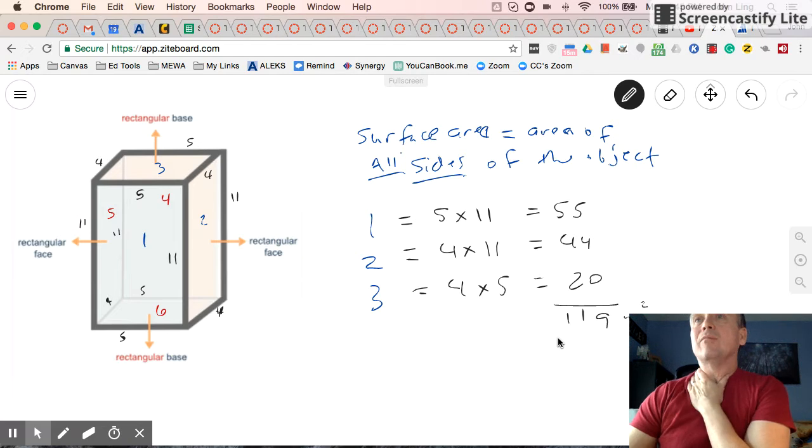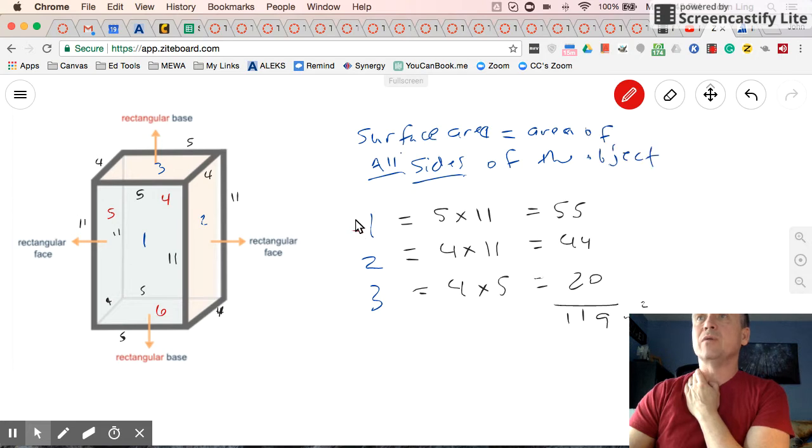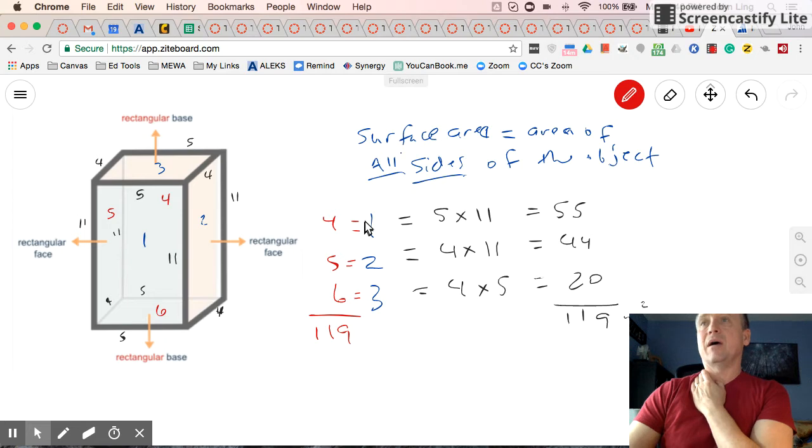All right, now, we're not done, though, because that's side 1, 2, and 3. But side 4, 5, and 6 are the same. So 1 is equal to 4, 2 is equal to 5, and 3 is equal to 6. So we have the same area for those 4, 5, and 6.